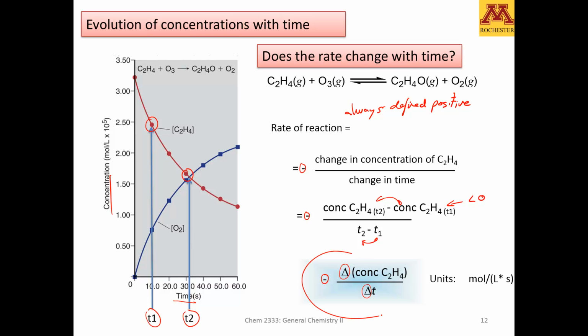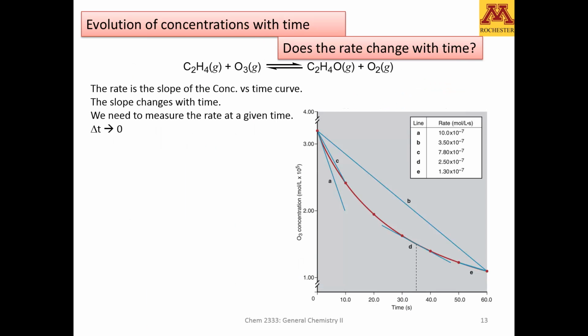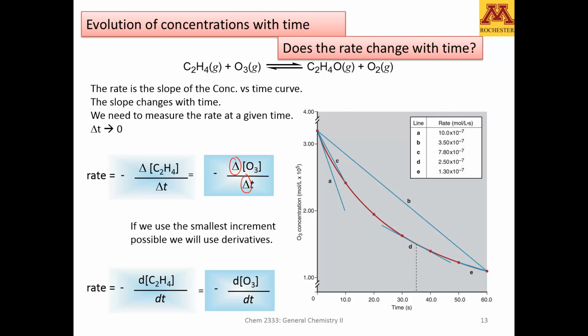Using this formula, you cannot answer this question, what is the rate at a specific time, because you're using an interval of time. So if you want to find the rate at a specific time, we need to really make these increments very, very small, infinitesimally small. So what we do is, instead of the macroscopic difference, we take the limit of an infinitesimally small increment of time, which is called the derivative.